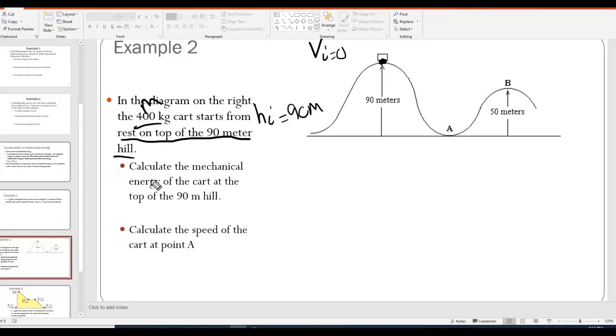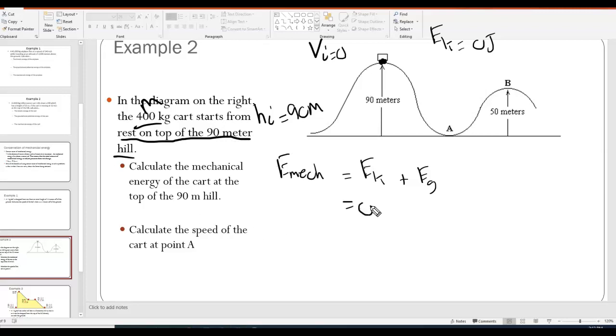Now the first question says calculate the mechanical energy of the cart at the top of the 90-meter hill. Well, mechanical energy is just kinetic plus potential. Okay, so I need to find the kinetic energy and the potential energy and add them together. Now the kinetic energy of the cart is 0 joules. Normally I would plug into the equation to find kinetic energy, but I don't have to do that because it tells me that the cart starts from rest. If it's not moving, it has no kinetic energy, because remember, kinetic energy is energy of motion.